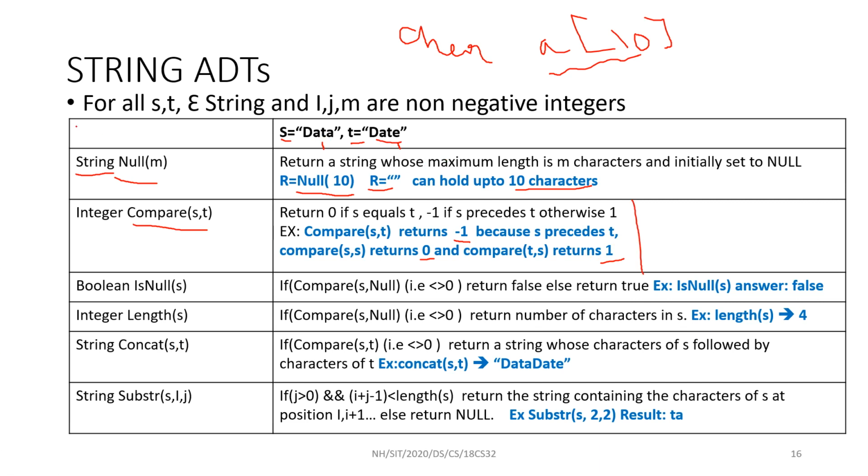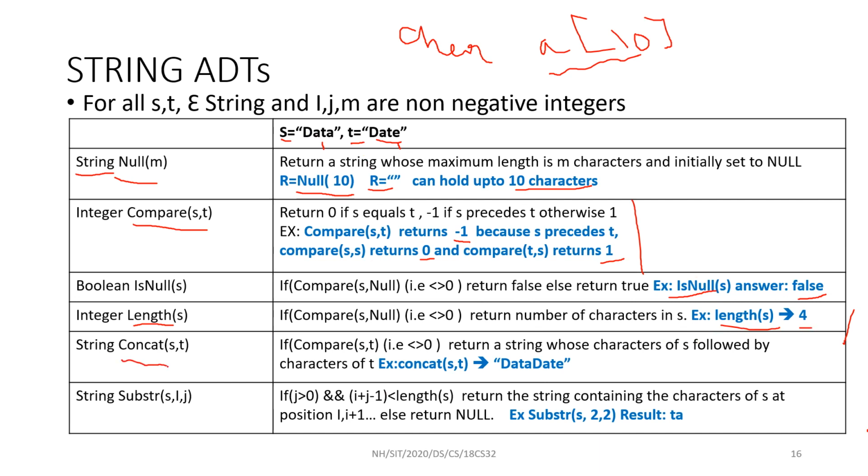To test whether a string is null or not, if I assume S is a string having data as characters, is it a null string? I have to test it. Is null of S? Yes, S is not null, so the answer is false. If I send is null of R, the answer is true, since it is a null string. The length function returns an integer, that is the total number of characters in the string. Length of S. What is S? S is data having 4 characters. So the length of the string is 4.